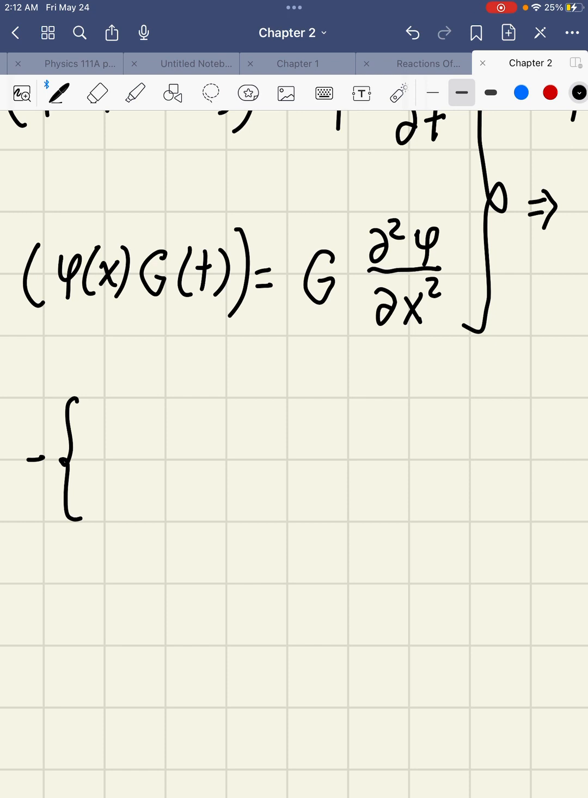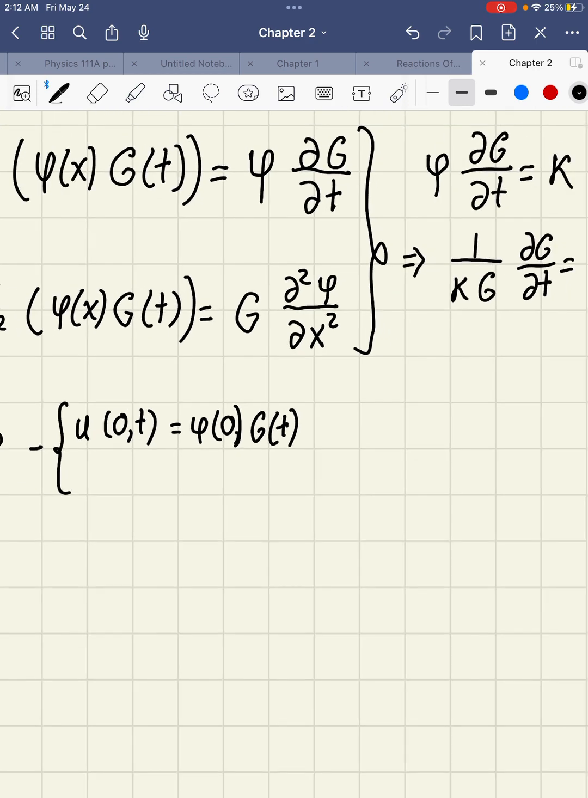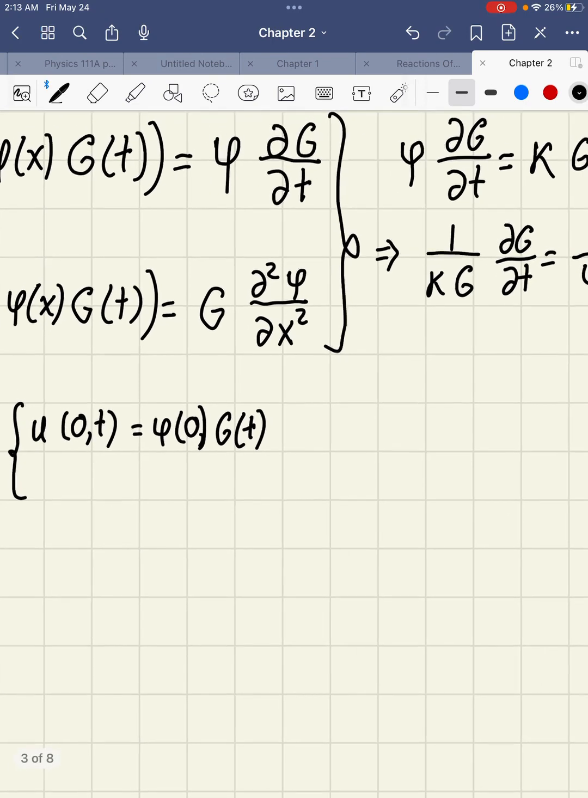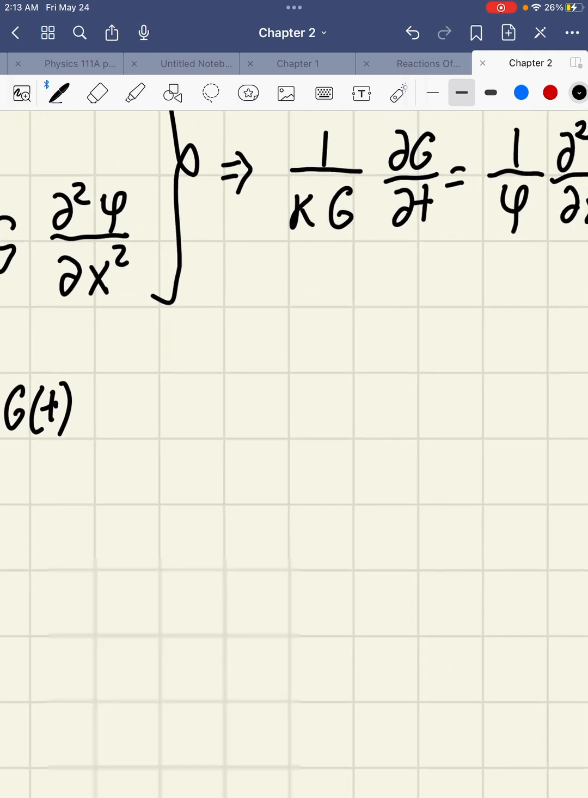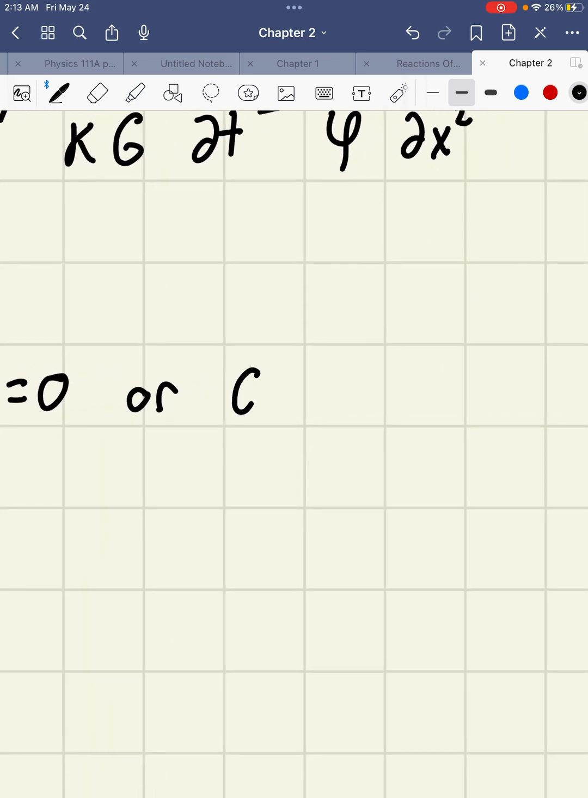Now, for my u of 0, t, it is going to be equal to phi of 0 times g of t. Now, since phi of 0 times g of t equals zero, if I use the zero product property, I'll get that either phi of 0 is equal to 0 or g of t is equal to 0.